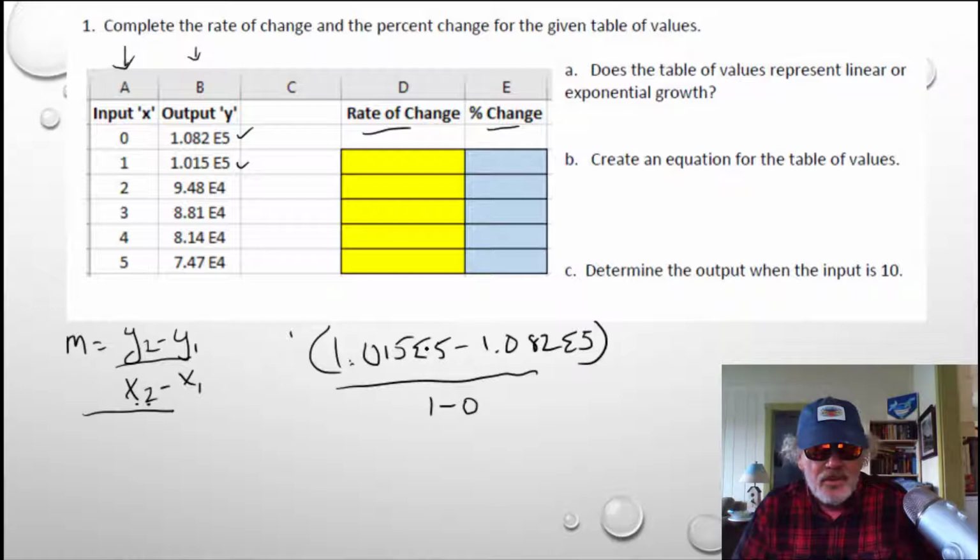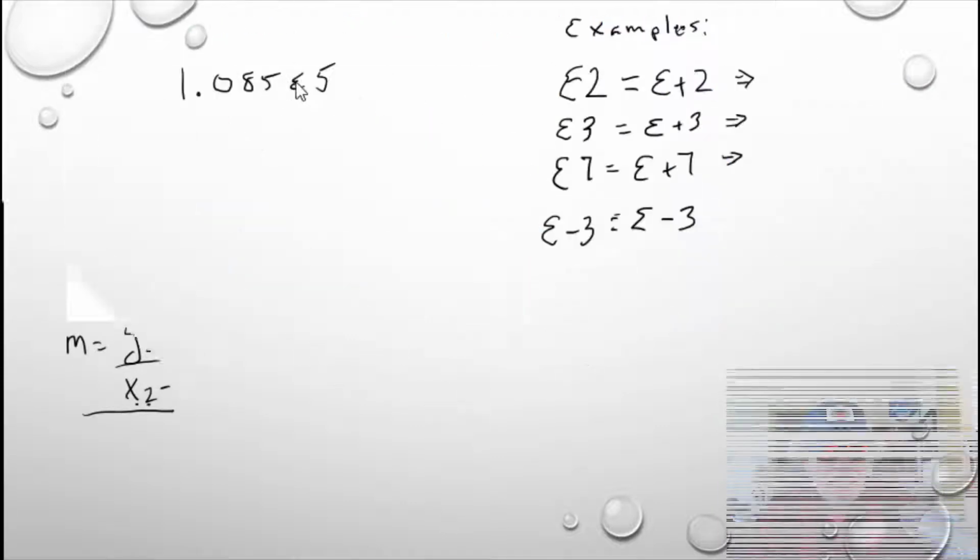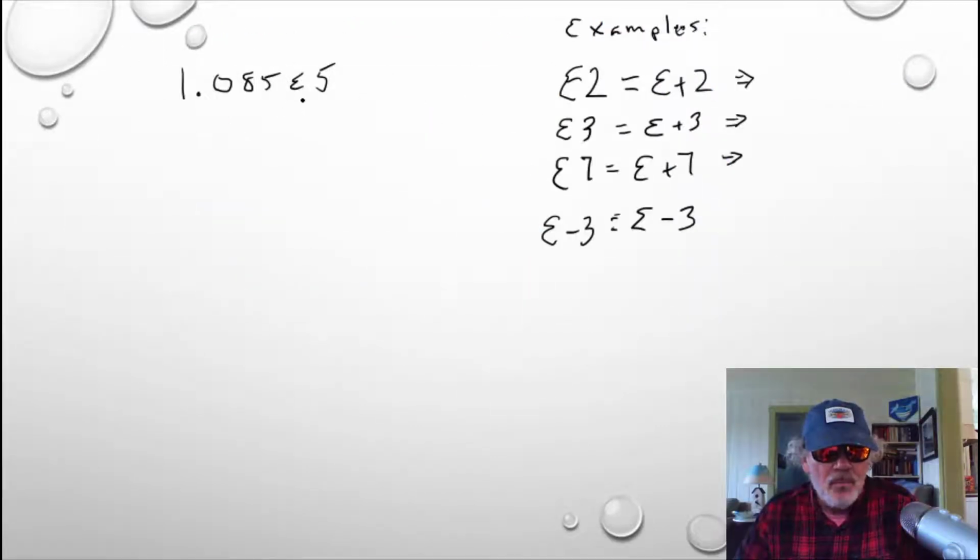So now maybe the question you have is, what does E5 mean? What does E4 mean? I'm going to explain that and then come back to this. Here are some examples I'm going to use: E2, E3, E7, E negative 3. This is just shorthand on your calculator or in Excel. Sometimes you'll see it like this, sometimes you'll see it like this, depending on your calculator or your spreadsheet. It just simply is shorthand.